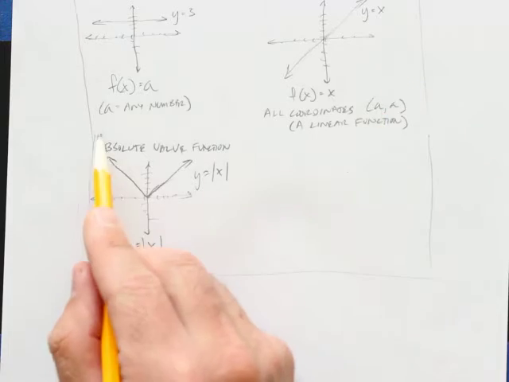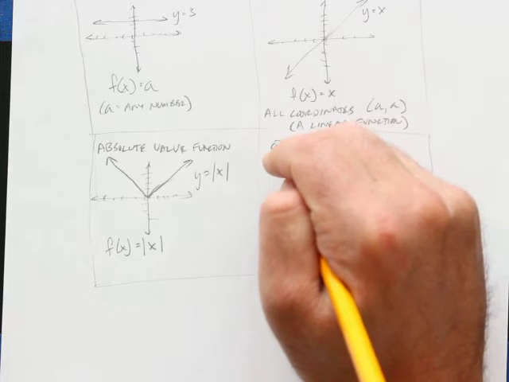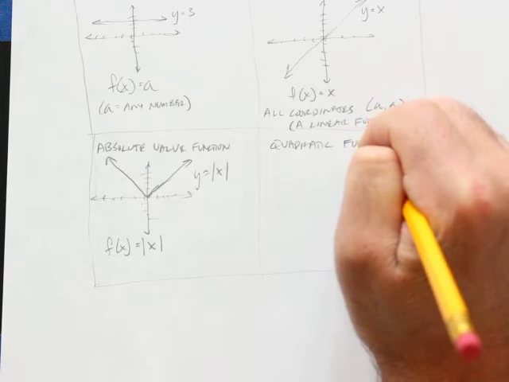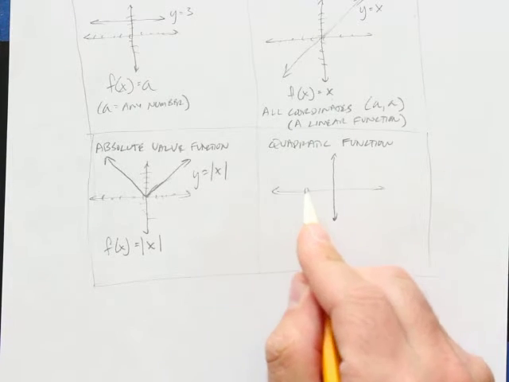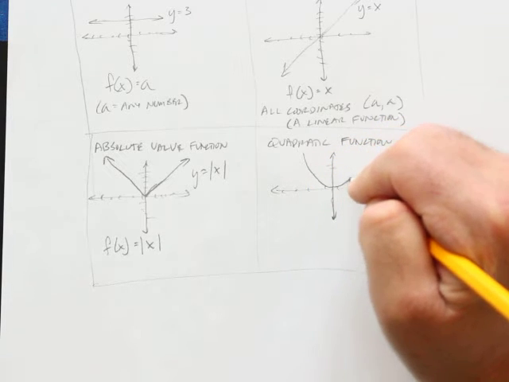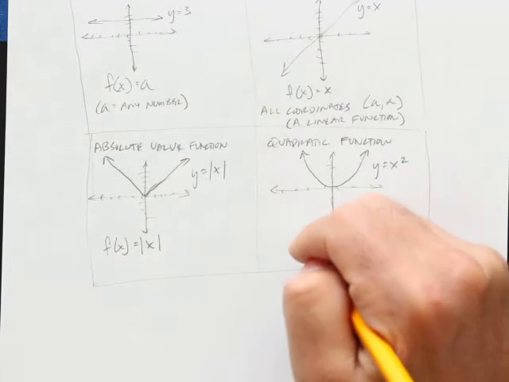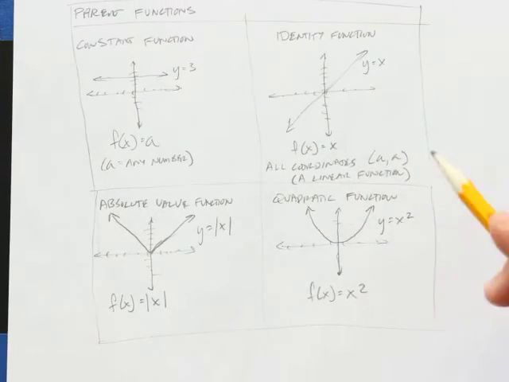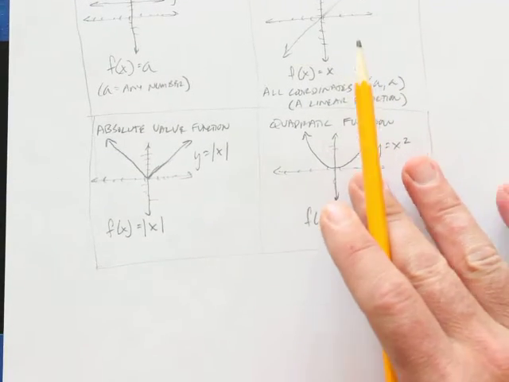One more. Quadratic function. This looks like this. Kind of a big U shape. Y equals x squared. F of x equals x squared. All right, so here are some samples of parent functions. These are not all of the parent functions, but these are some very common ones that we'll see in class.